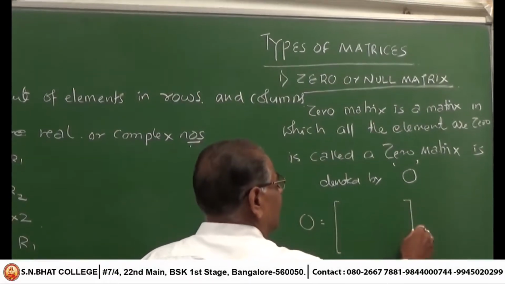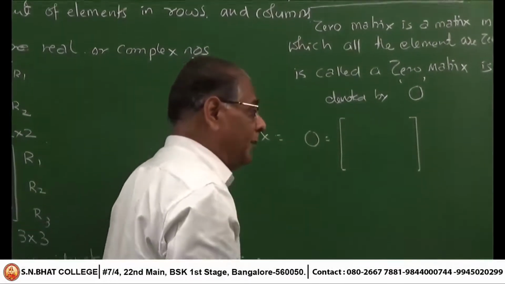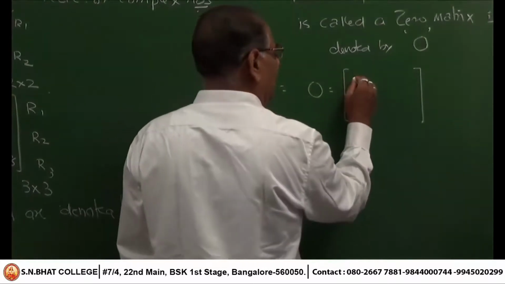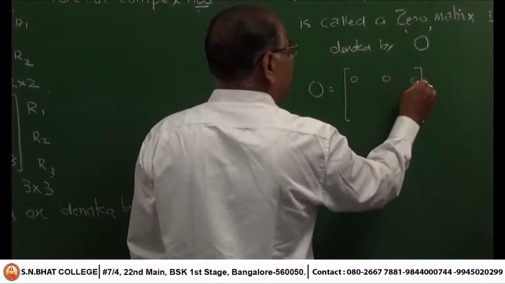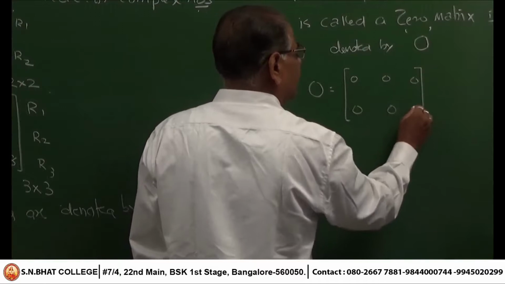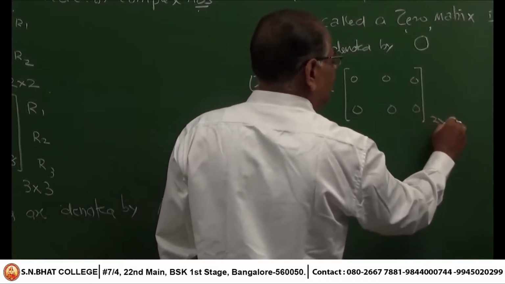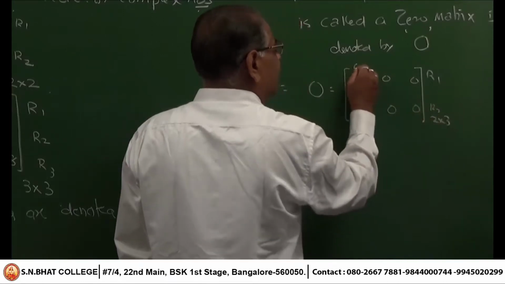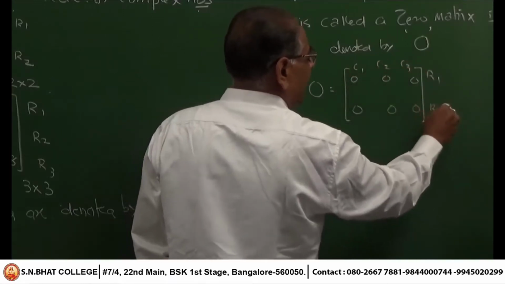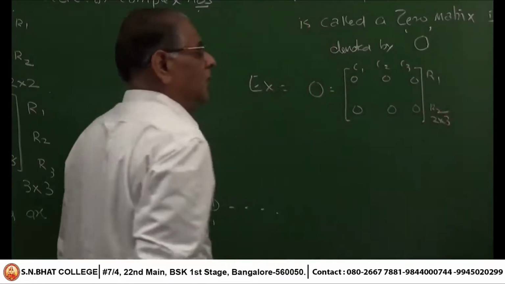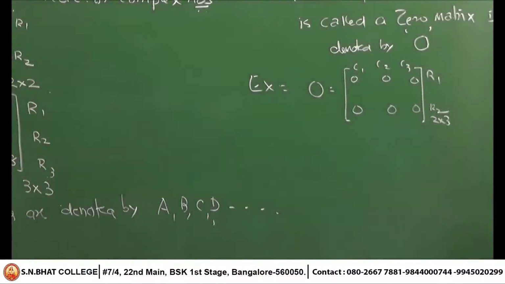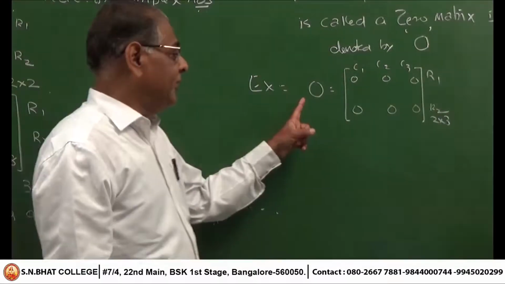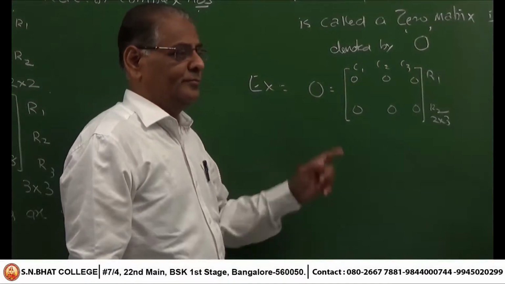Here, in a zero matrix the order may be anything. It may have any order. For example, 0, 0, 0, 0, 0, 0. Its order is 2 cross 3. It has 2 rows and 3 columns. Usually zero matrices are denoted by 0.